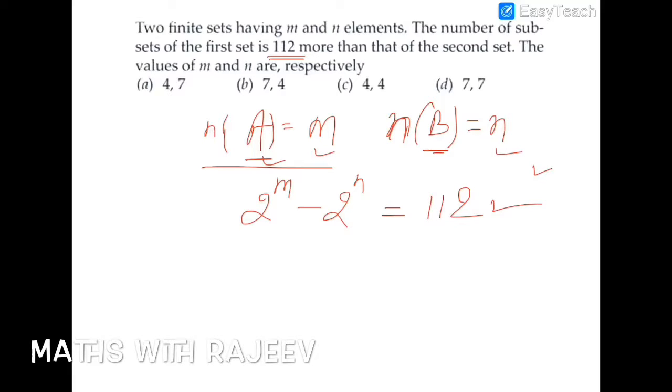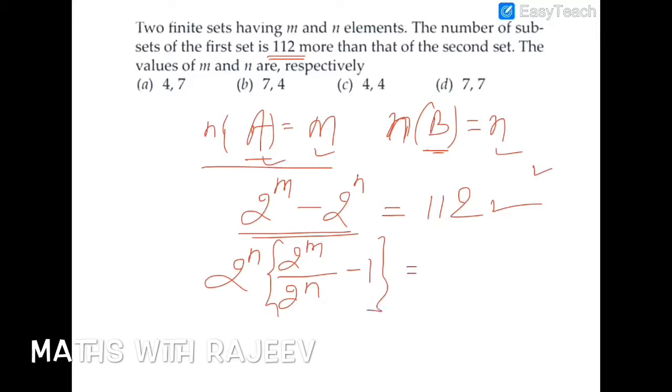For solving this question, you have to do only one thing: out of this, you can take 2 power n common. If you take 2 power n common, it can be written like this: 2 power n into (2 power m upon 2 power n minus 1) is equal to 112. If you multiply, the same thing will come back, so whatever is written here is quite correct.